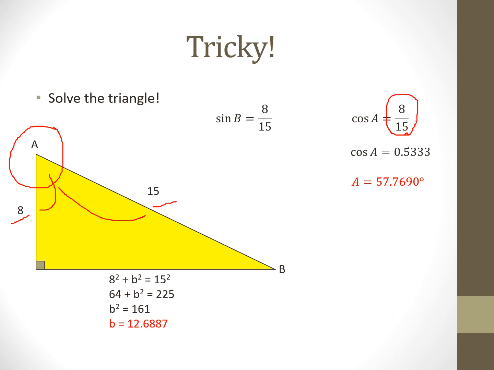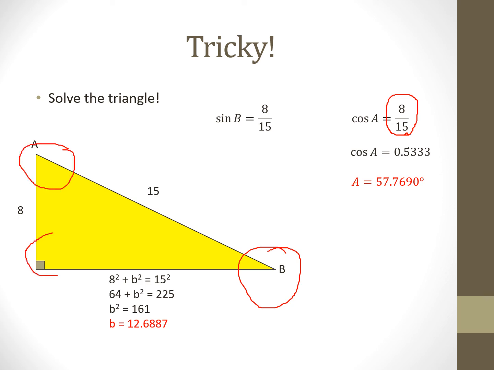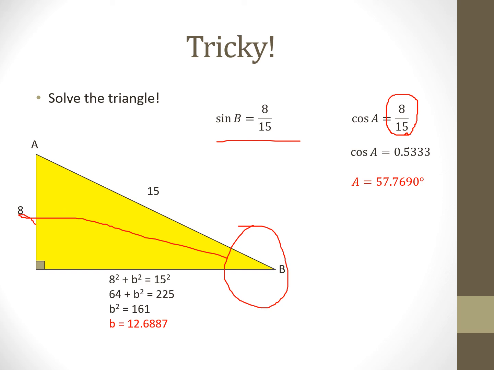Cool. Now we're going to go ahead and solve for angle B. Here's angle B. Now your question is, now that we know A and we know 90, we should be able to use the triangle sum theorem to solve for angle B. And yes, it is true, you can, but that's too easy. Instead, we're going to use trigonometry again to solve for angle B. Here it is. Sine of B is equal to 8 over 15.